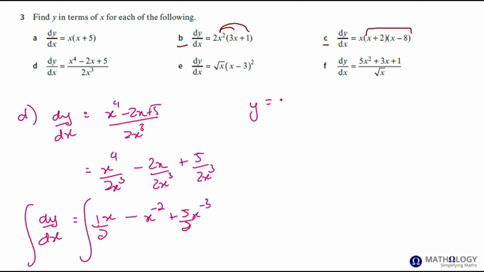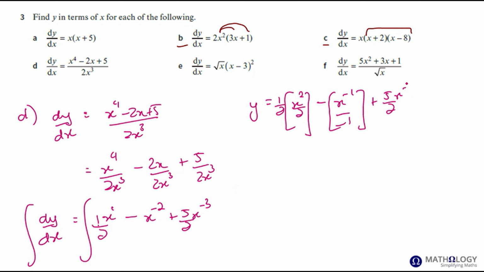So y equals a half times x to the 1 plus 1, so x to the 2 divided by 2, minus x to the minus 2 plus 1, x to the minus 1 divided by minus 1, plus 5 over 2, x to the minus 3 plus 1, x to the minus 2 times, if you like, times 1 over minus 2, plus c.